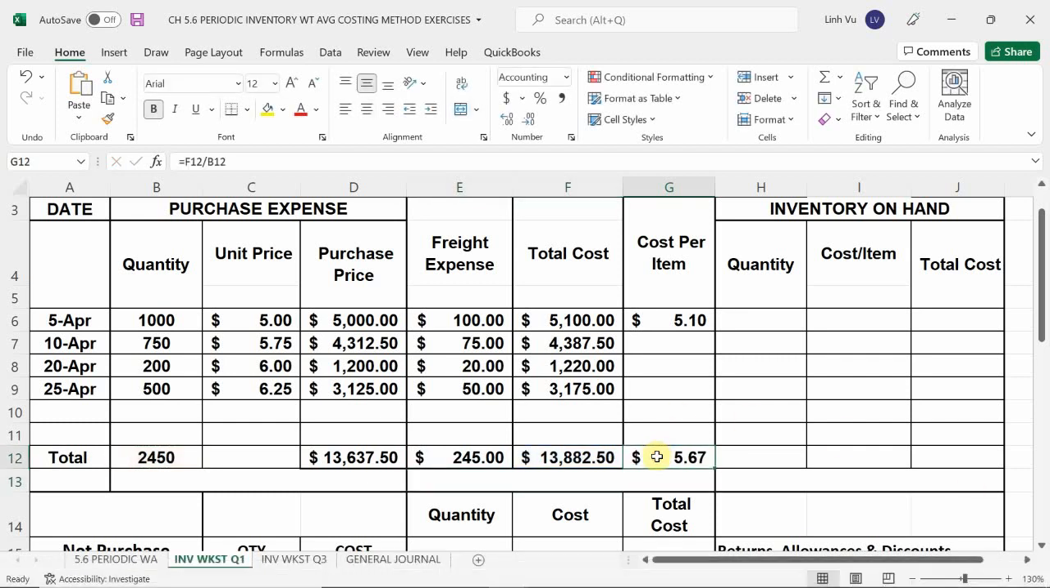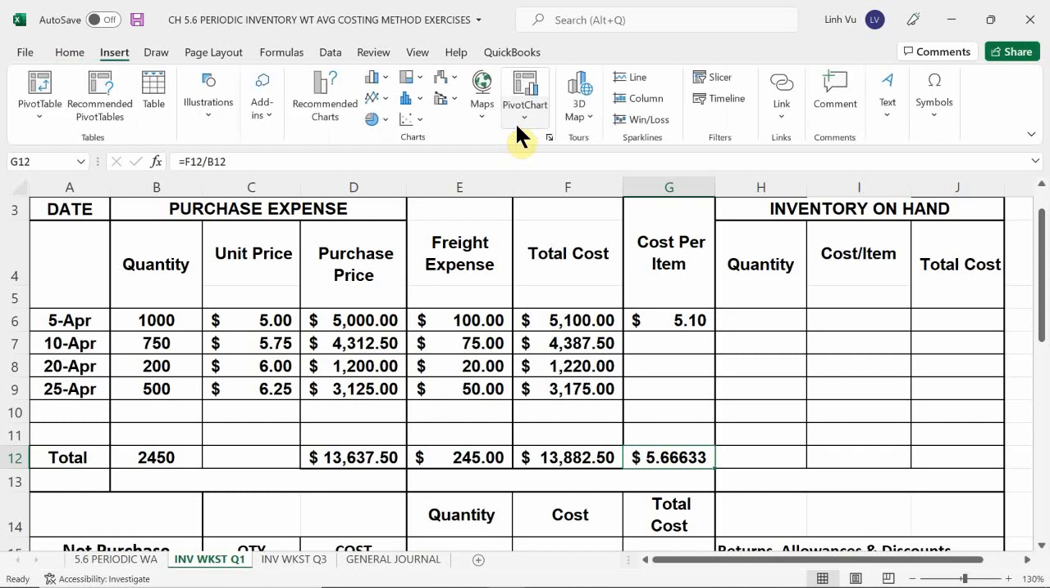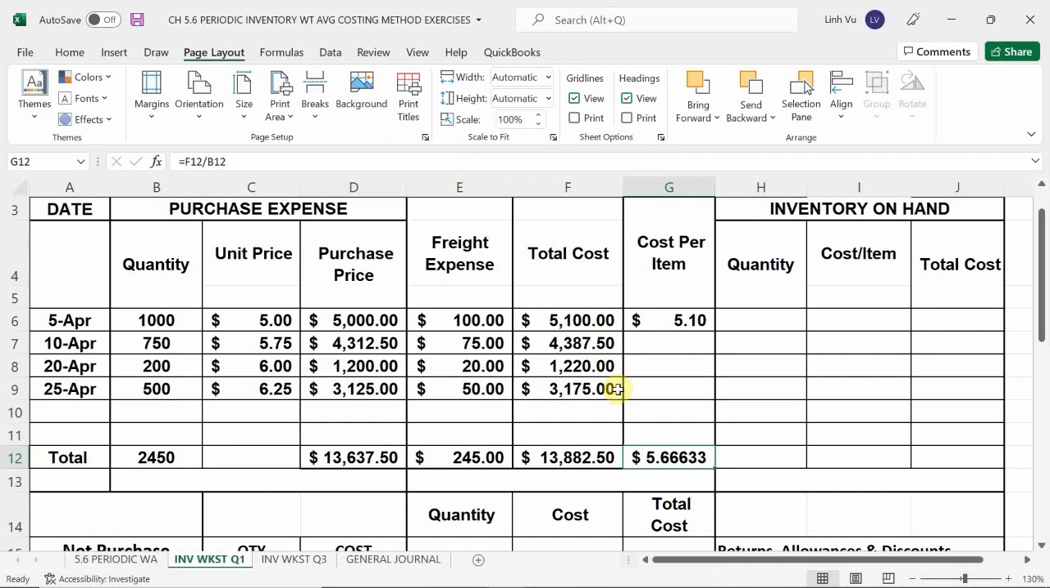$5.666325. Good. You said 5.666325, right? That should be good enough. I got 5.566. Recalculate that. 13,882.50. I got 5.666. Okay, 5.6662 or 325. So it does change at the end.